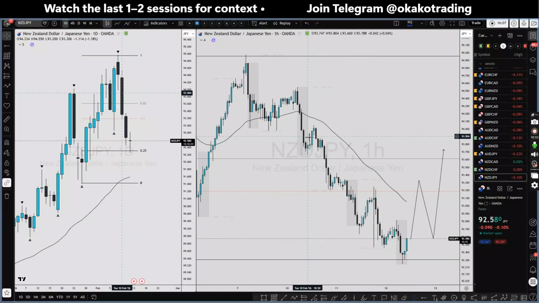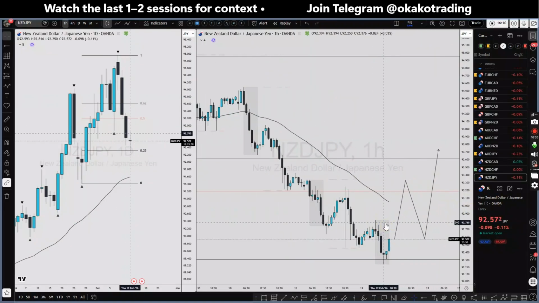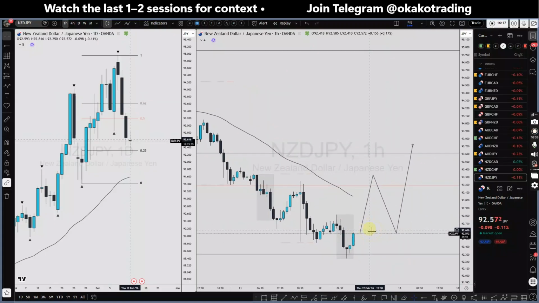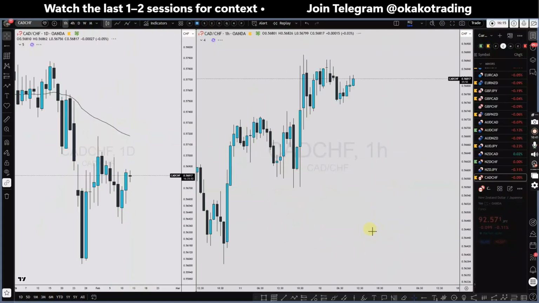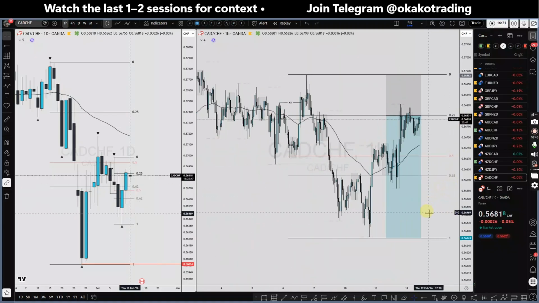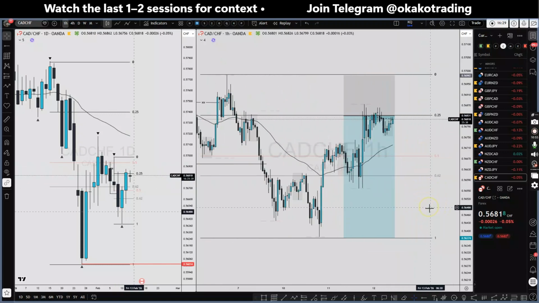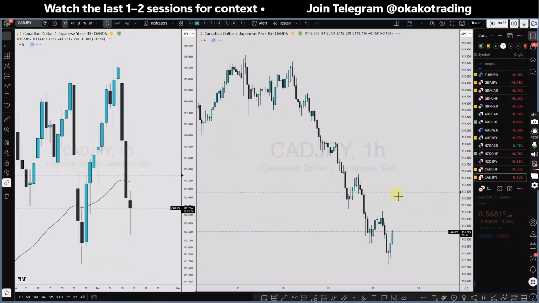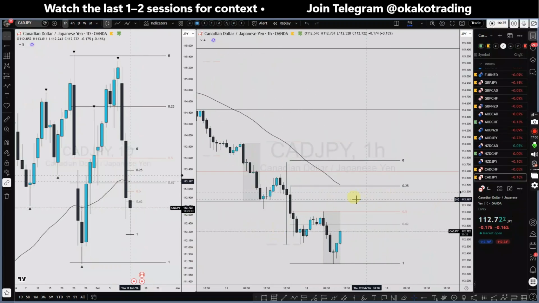I'm going to wait for NZD JPY to shift into a bullish intraday trend so that I can start looking for longs. I am going to hold my short setup in CAD CHF, and I'm aware that it's highly possible that we're going to clear the previous day's highs first before we start dropping toward the downside. So I'm just going to hold this position. CAD JPY, we can look for shorts here if price manages to correct all the way higher to this level.